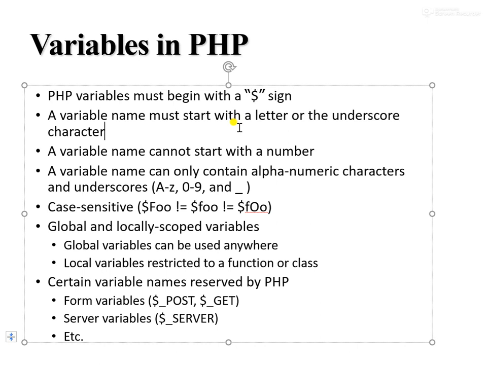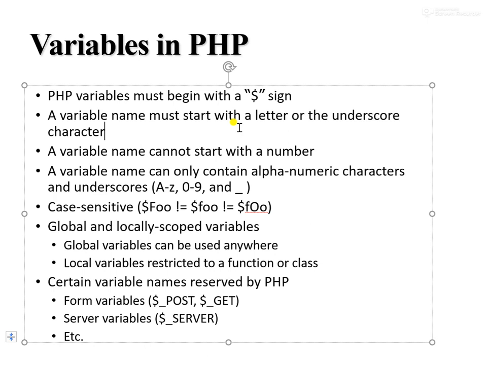Now a variable name must start with a letter or the underscore character, and it cannot start with a number. A variable name can contain capital A to Z, small a to z, and 0 to 9, and the one special character that is allowed is the underscore. Same as C++, your variable name cannot start with a number. You can start a variable name with a letter or underscore.